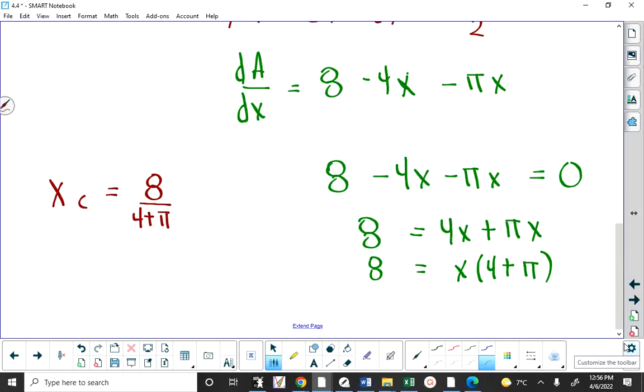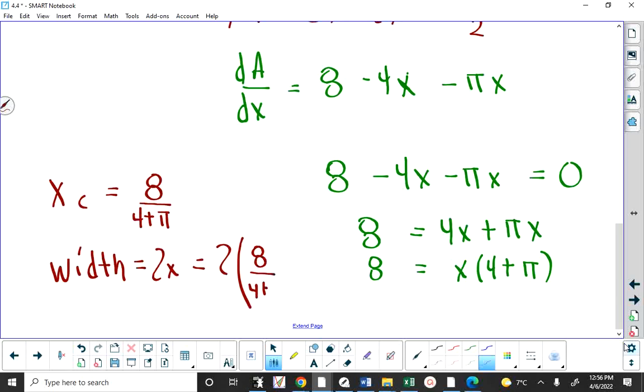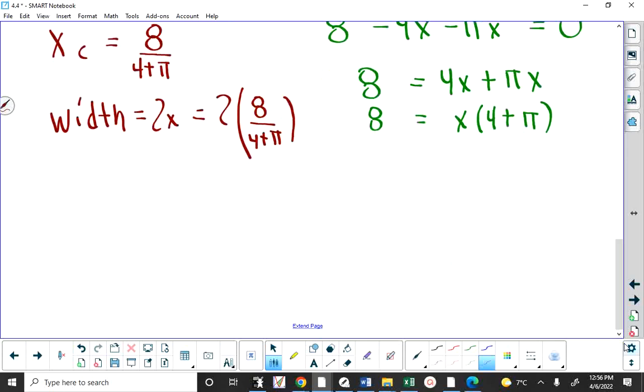And I'll just put the brakes on for a second. There's only one critical value, then that's the answer, or it leads to the answer to the question. We don't need to find a derivative chart or do anything like that. So if x is 8 over 4 plus pi, then the width of the window will be 2x, which is 2 times 8 over 4 plus pi, which is 16 over 4 plus pi. And we can certainly calculate what that is. That's going to be a little bit over 2 meters.